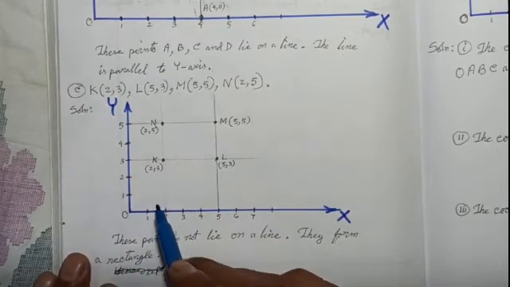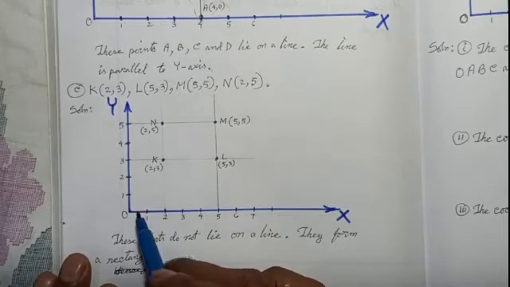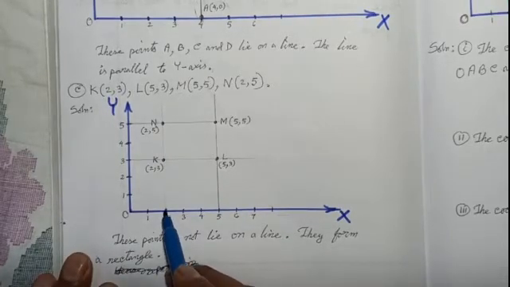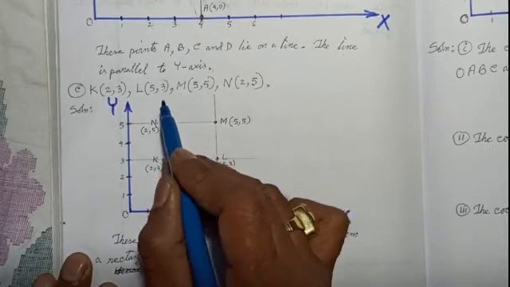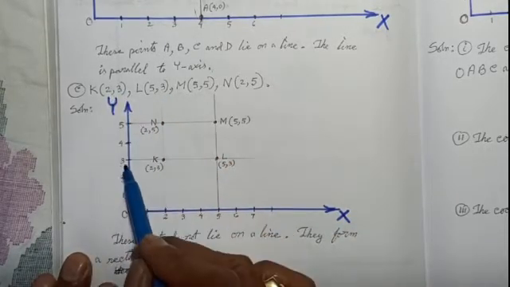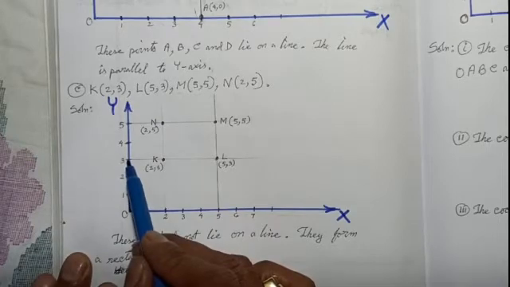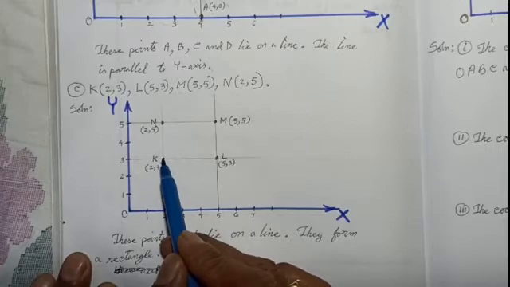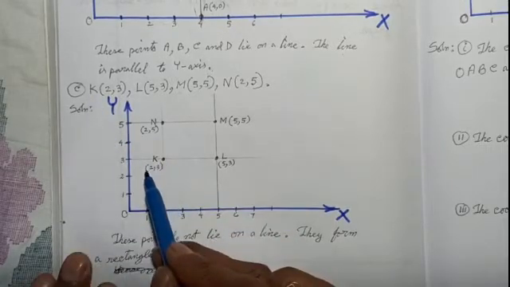So the value of x equal to 2 is 1, 2 here. So we are drawing a perpendicular line, and the value of y is equal to 3 is this. Through this point we are drawing a perpendicular line, and the two lines intersect here, and this point represents K, and its coordinate is (2, 3).